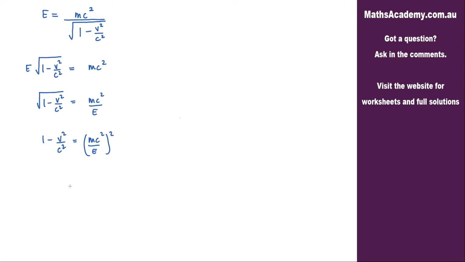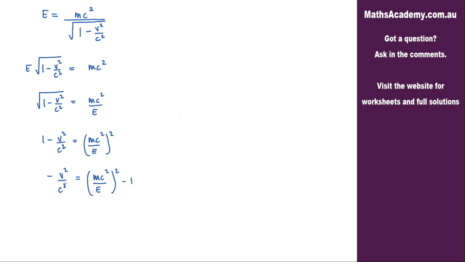I can now subtract 1 from both sides to eliminate this 1 here. So we've got negative v squared over c squared is equal to mc squared over e. That is all squared. And then we've got to subtract the 1.